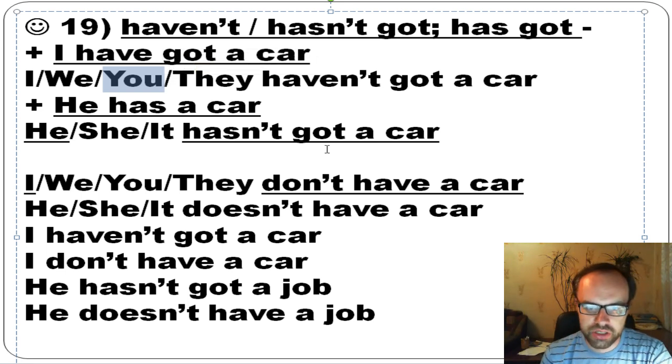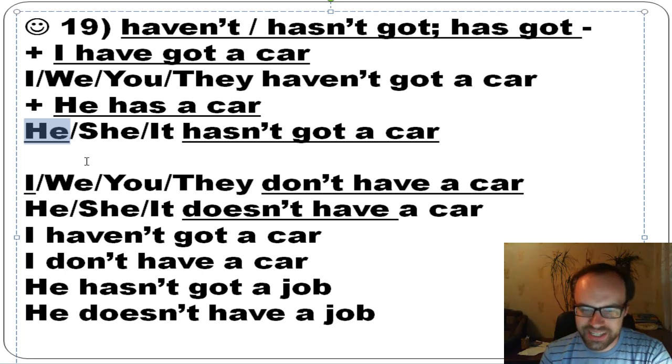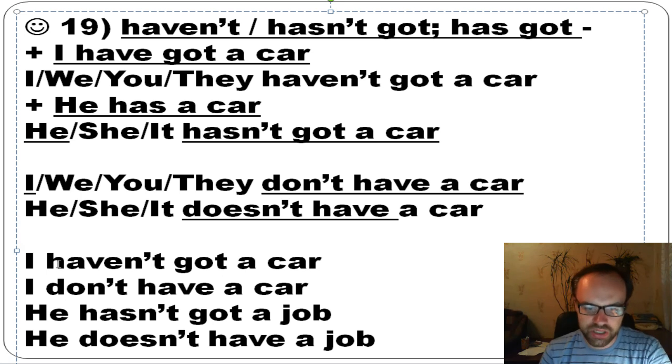So he, she, it hasn't got or doesn't have. You can say he hasn't got a car, or he doesn't have a car. She hasn't got a car or she doesn't have a car. It hasn't got a car or it doesn't have a car. Okay, so more examples. I haven't got a car, I don't have a car. He hasn't got a job or he doesn't have a job. So if you want to make a negative form, you can use haven't got or hasn't got, or don't have or doesn't have, it's okay.